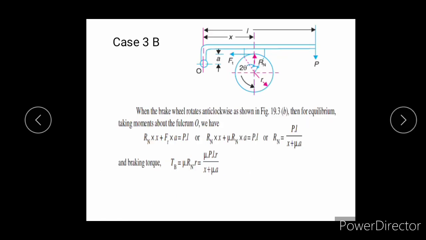Now next move to case 3b. In case 3b again the same things, just wheel will be moving in anti-clockwise direction, so the direction of frictional force will be in this direction. Again apply the moment and you will find P into l in clockwise direction, Rn into x in anti-clockwise direction, and Ft into a in anti-clockwise direction. So Rn into x plus Ft into a will be equal to P into l. In this way you will find Rn is equal to Pl upon x plus mu, and you will get the braking torque Tb is equal to mu Rn into small r, that is mu Pl small r upon x plus mu. This is the case 3b. So these all are the 6 cases of the single block brake or shoe brake, right?